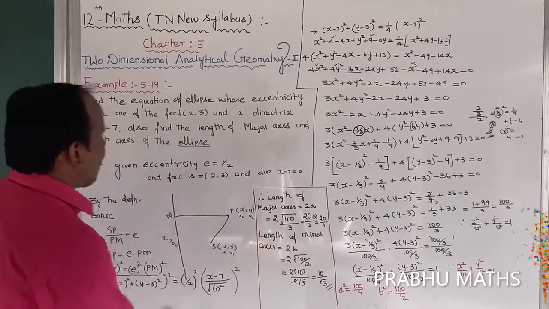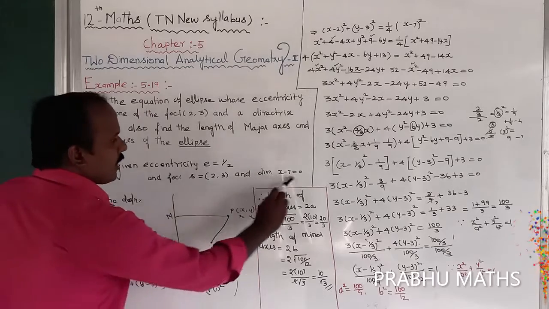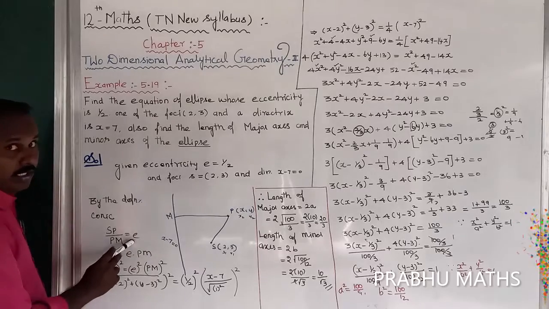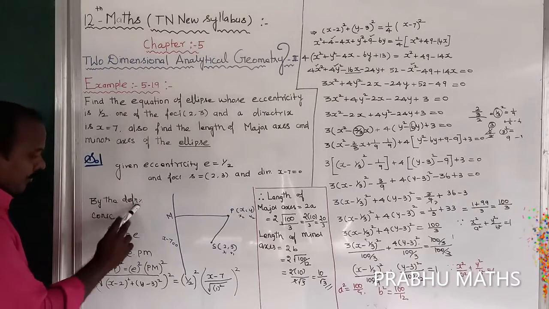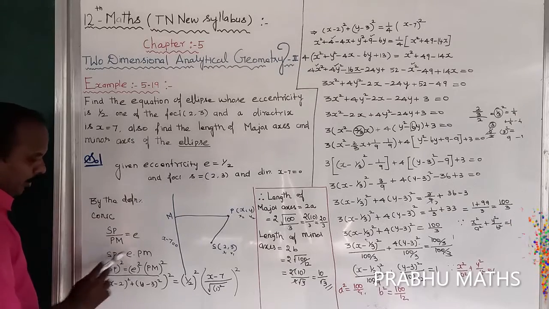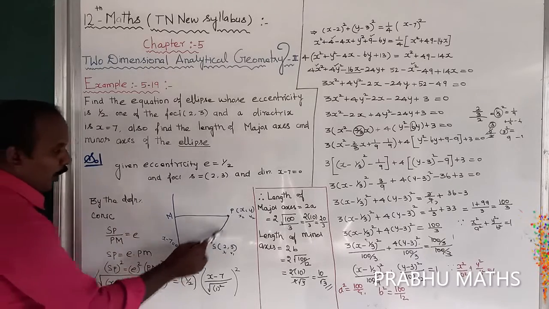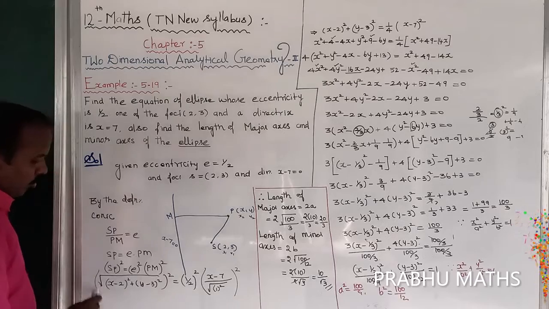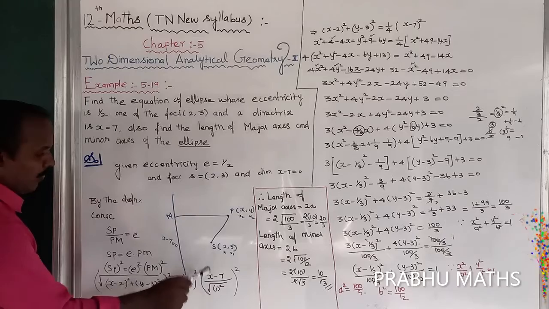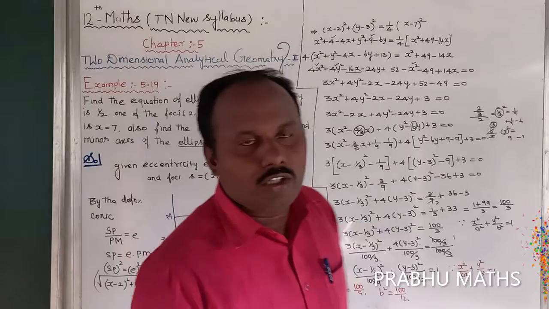So the first example is given. Next, this one is a focus and this one is a directrix. Clearly understand this, very important. SP by PM is equal to e, that is the definition of a conic. So SP is equal to e into PM. Next, SP the whole square is equal to e square into PM the whole square. SP means the distance between two points, the general term root of (x2 minus x1) the whole square plus (y2 minus y1) the whole square. Here e is equal to 1 by 2. This is the format of a point and the directrix line, where we find the distance from a point to a line.